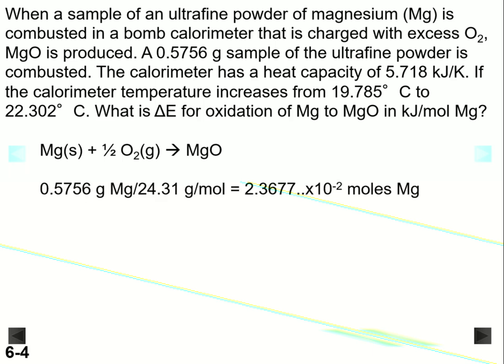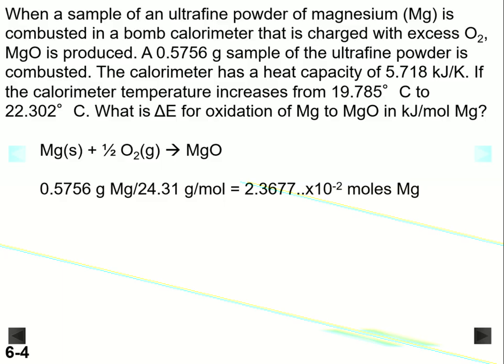In this case, we want to know how much heat is released per mole, so we need to convert our mass into moles. Our 0.5756 grams of magnesium divided by the atomic mass of magnesium gives us 2.3677 and some digits times 10 to the minus 2 moles of magnesium. So now we have the molar amount of magnesium.